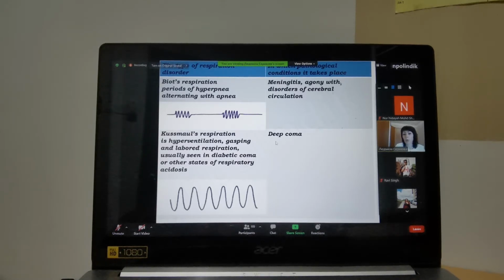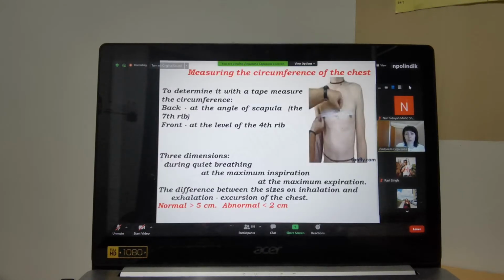Examples: meningitis, agony. Kussmaul respiration is so typical for hyperglycemic coma. I think maybe you remember about this. What are the main characteristics of Kussmaul breathing? Kussmaul respiration is deep, noisy, and rare. So it is deep, it is rare, and in addition noisy respiration. So I think it is enough information about pathological types of respirations.